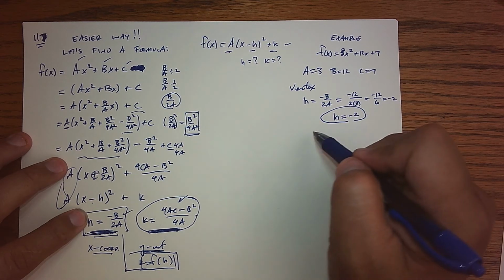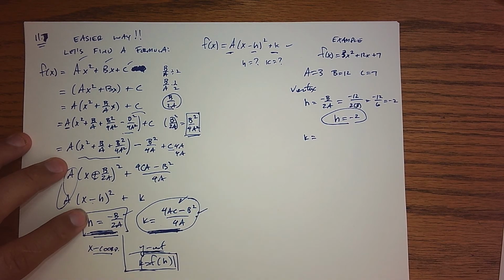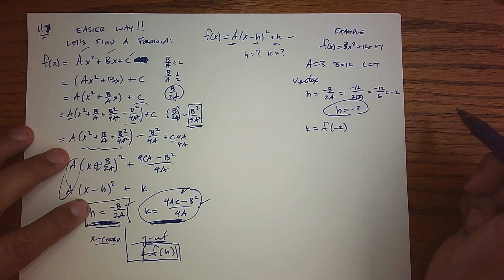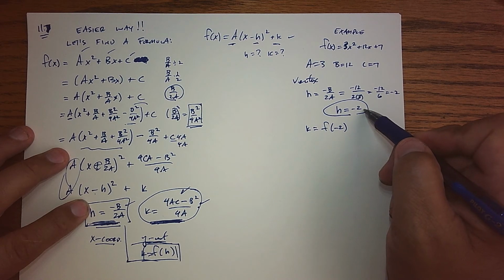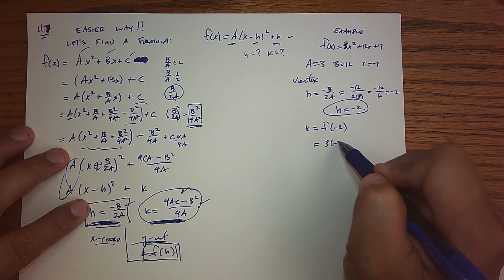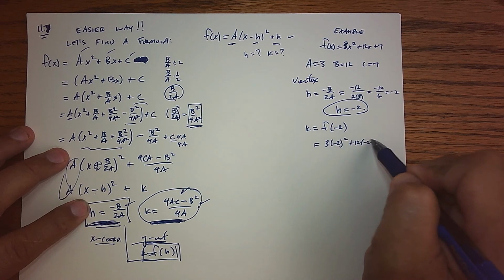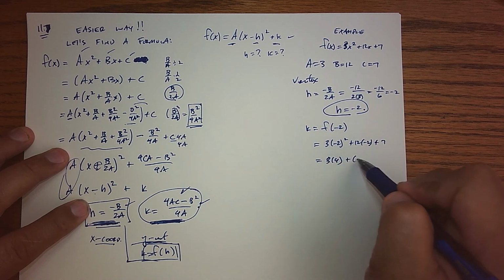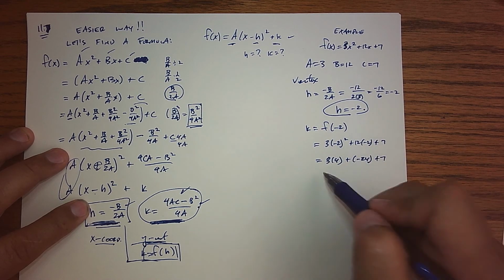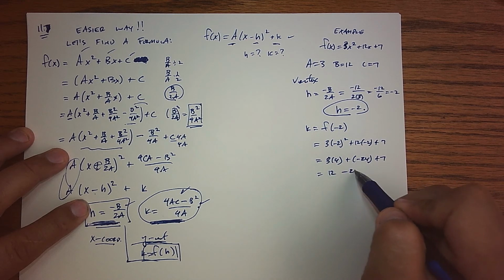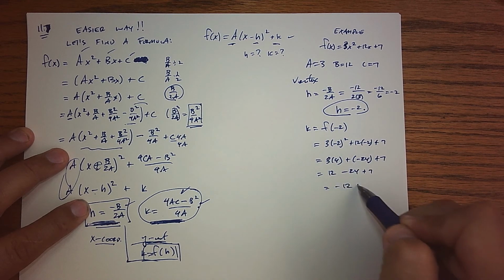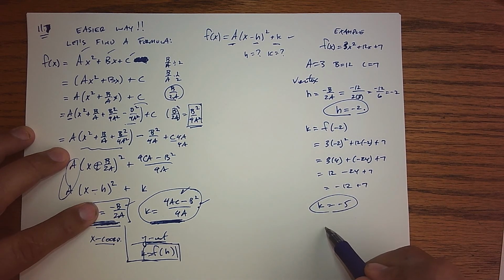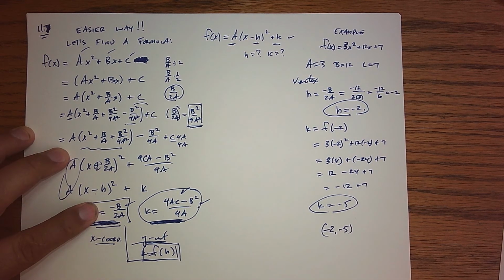All right, how do I find my k? Well, again, if you're crazy, you can use that formula. But I'd rather just say k is whatever my function value is at that x-coordinate. So I'm just going to evaluate the function. I think we get 3 times 4 here, that's 12, minus 24 plus 7. That's a negative 12 plus 7, and we get negative 5. So k is negative 5. So the vertex is at the point negative 2, negative 5.